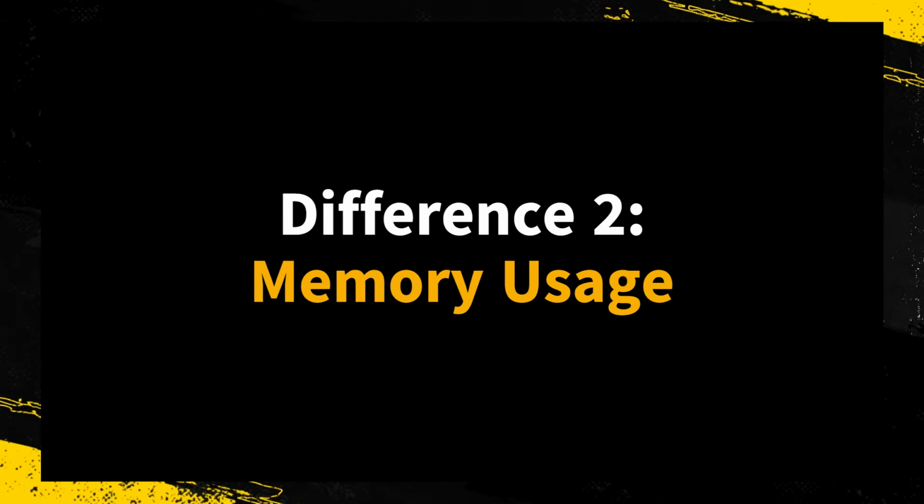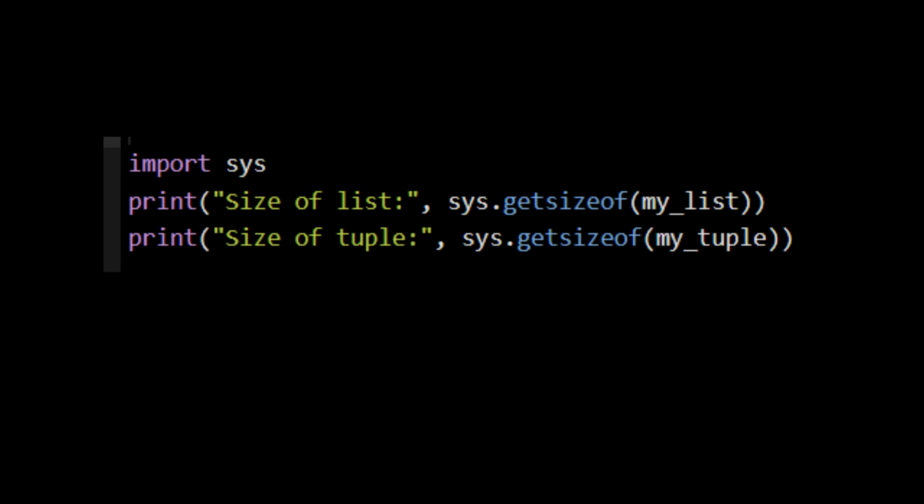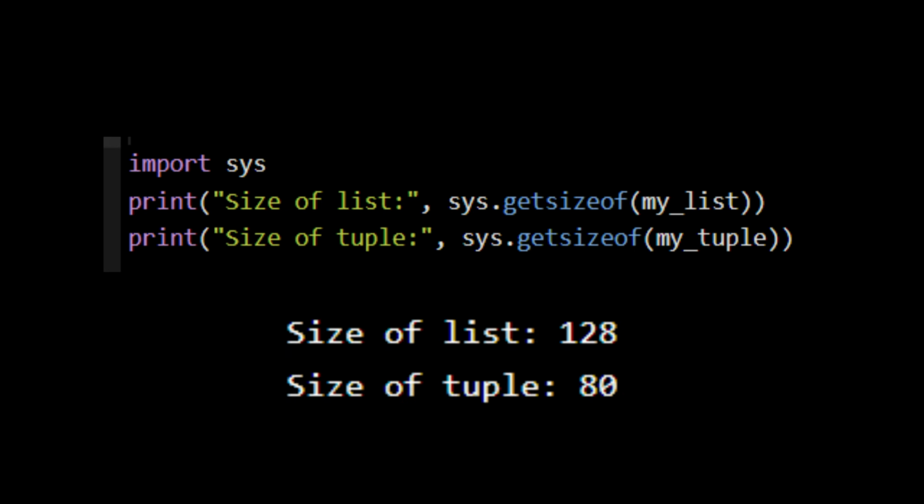So another difference you can see between these two would be the memory usage. Tuples are generally more memory efficient than lists. Here we use the sys.getsizeof function to compare the memory usage of the list and the tuple. You'll usually find that tuples are less memory consuming than lists.